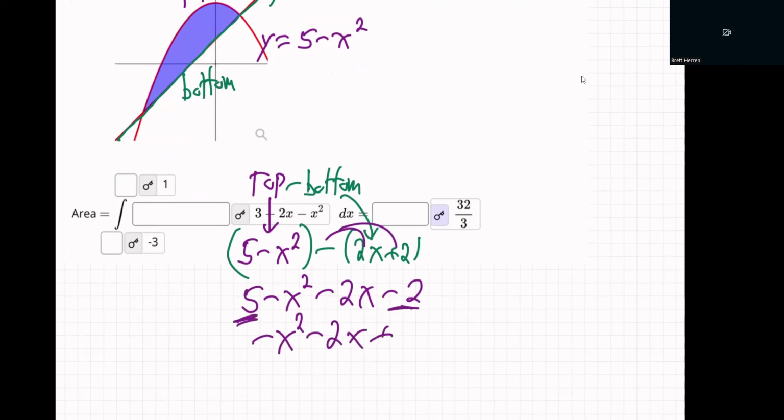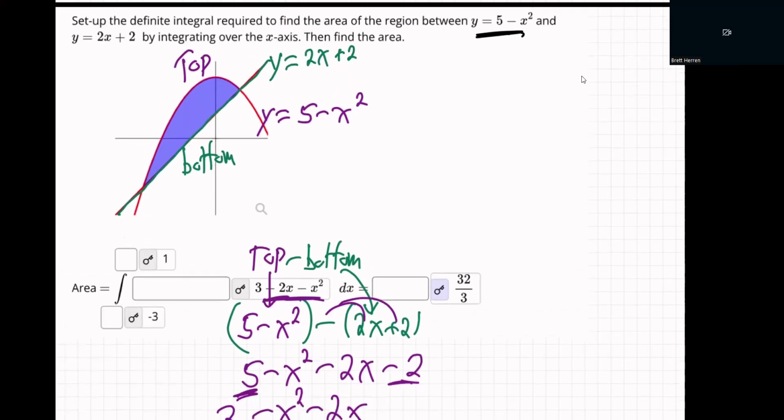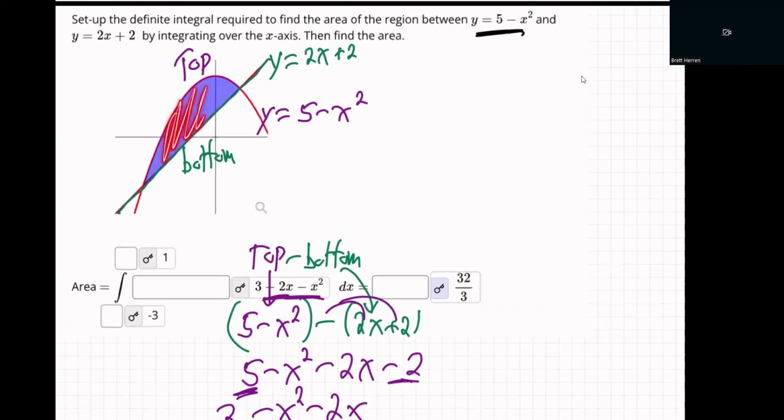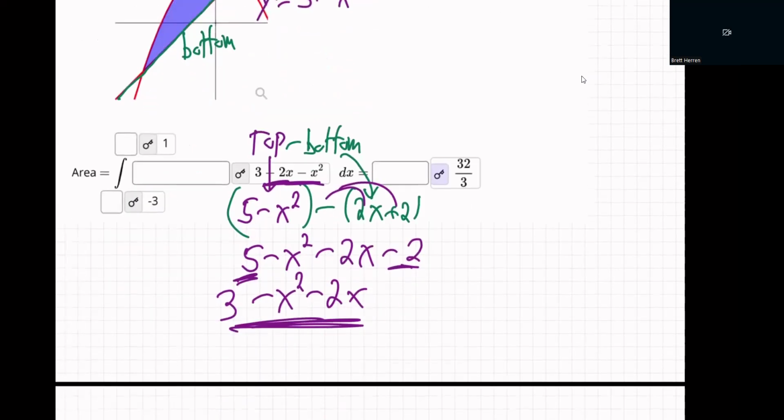5 take away 2 is plus 3. I could put the 3 in the front, whatever. It doesn't matter. 5 take away 2 is 3. 3 minus 2x minus x squared. They change the order a little bit, but there it is. That's top minus bottom. That's how we always find the area between two curves. Top minus bottom. So I just did that, top minus bottom.